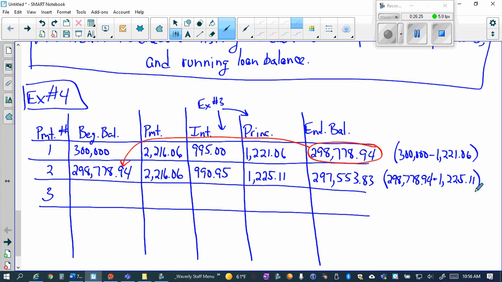And now it's just, we keep repeating the same process over and over again. And by the way, doing that mathematically, repeating the same process over and over again is what's called an algorithm. But we'll leave that for another time. So we take this ending balance. This is now the new beginning balance for our next payment calculation. Okay, so that just gets transferred over here.